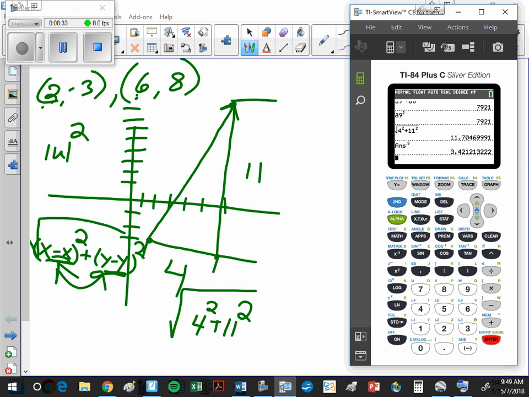And the magnitude of this vector, something's not right. Oh, it is 11. I already square rooted it. Sorry. So the answer is 11.7. Okay. Everybody all right with that? So that takes care of the first one.